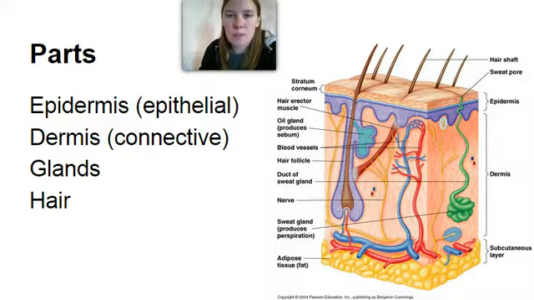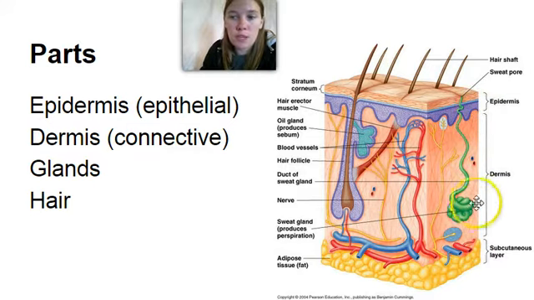So here I have listed the main parts of the skin. You can see at the top here we have the epidermis layer. This is made up of stratified squamous cells. Remember, that's epithelial tissue. So there's many layers, and we're going to get into those in just a second. And then we have the dermis tissue below that. This is made of connective tissue. Actually, there's two different types of connective tissue.